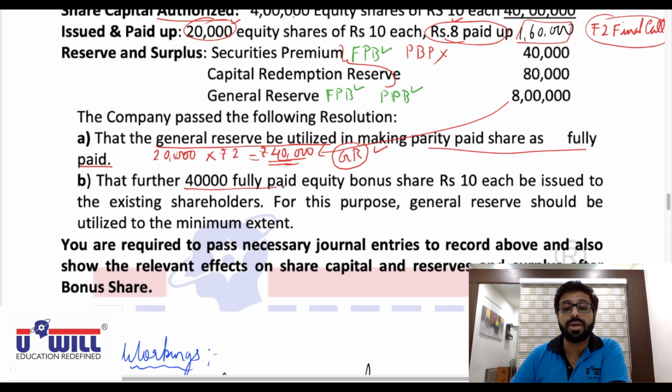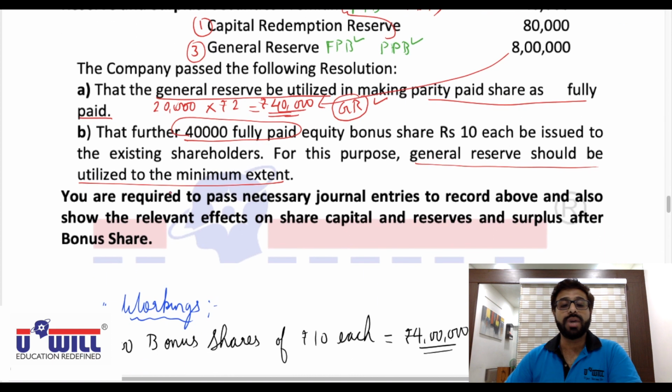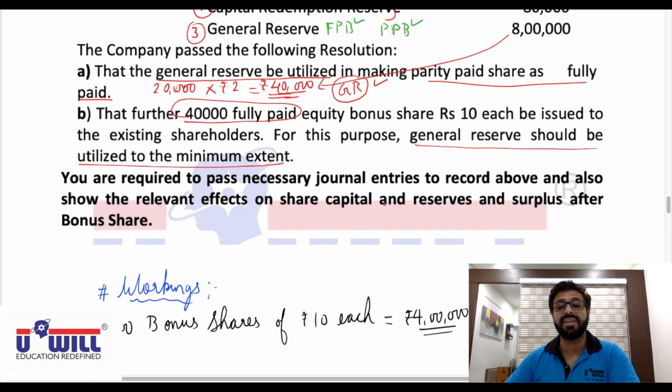Further, 40,000 fully paid equity bonus shares of rupees 10 each are to be issued directly to existing shareholders. For this purpose, general reserve should be utilized to the minimum extent. So first priority we will use capital redemption reserve, second security premium, and last general reserve. You are required to pass necessary journal entries to record the above and also show the relevant effects on share capital and reserves and surplus after the bonus shares.